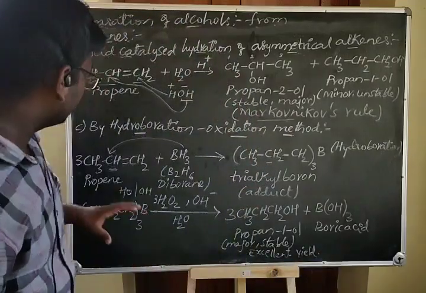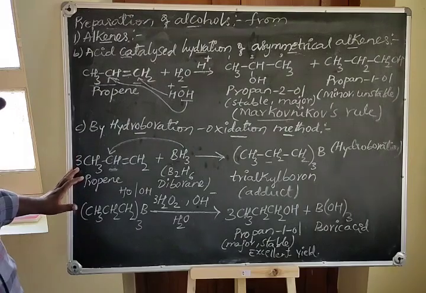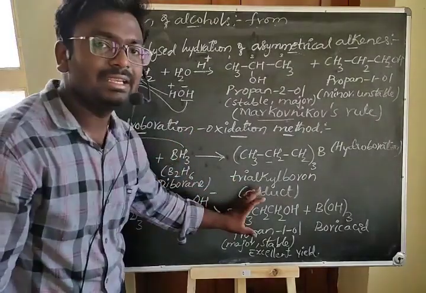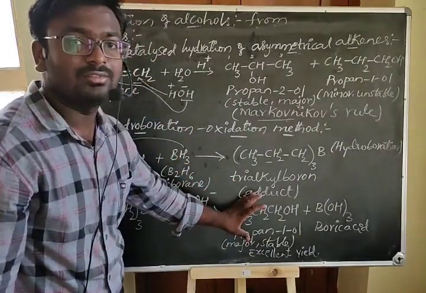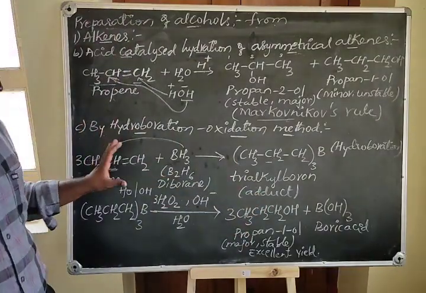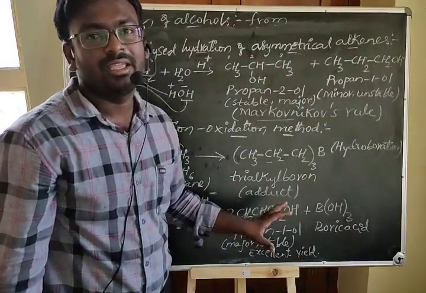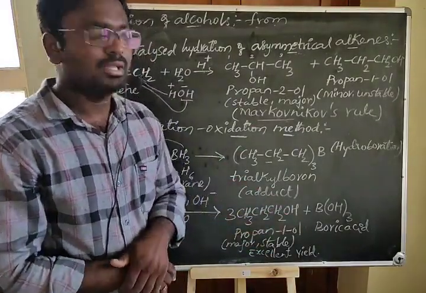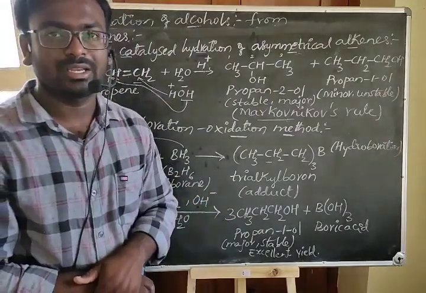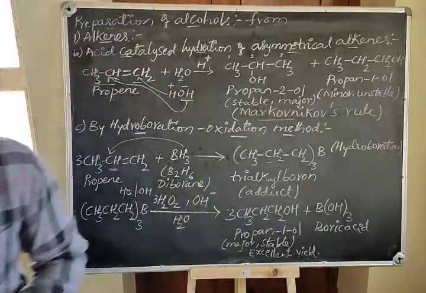Which means if you take 100 moles of propene, almost more than 90% of the product you will get. That means 90% of the reactant molecules will be converted into the product. Hence it is good in getting the product, and that we call yield.